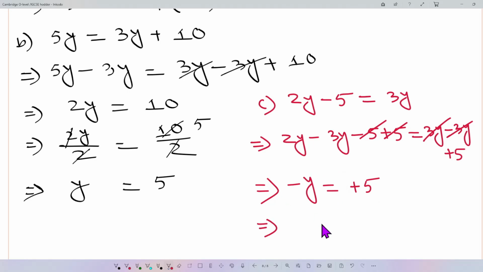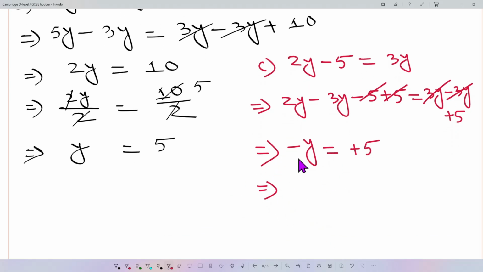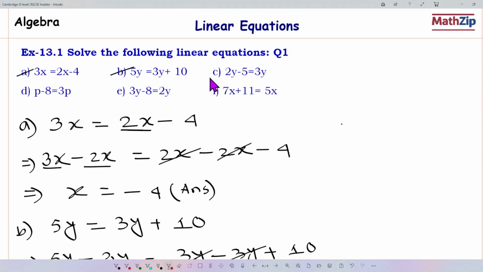Now we will divide both sides by minus 1. So here is y and minus 5. We can write divide by minus 1. Okay. So A, B, C done.